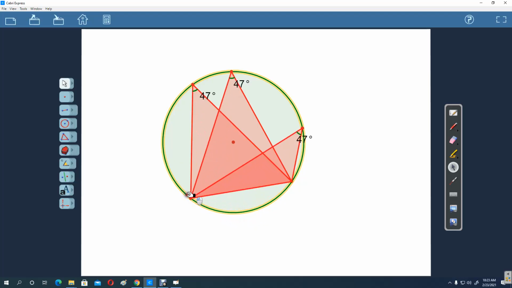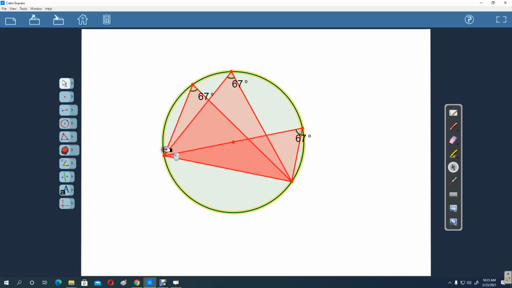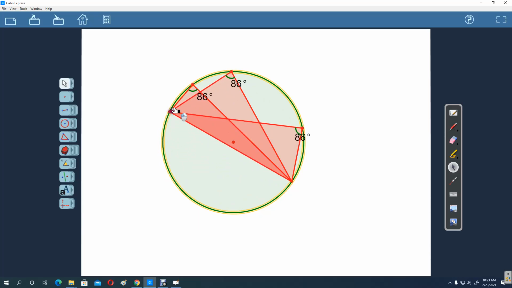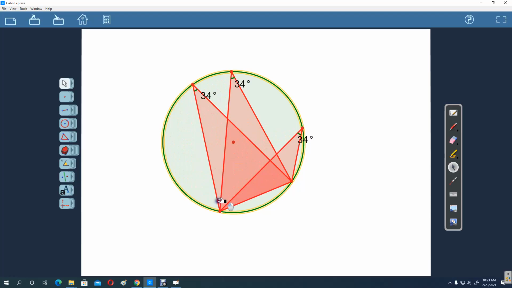And this is to show you how exactly it works. This line is our segment that we're using, and these are the three angles that are drawn on it. So they are all the same size, and this is a demonstration of the theorem that angles drawn in the same segment are equal to each other.